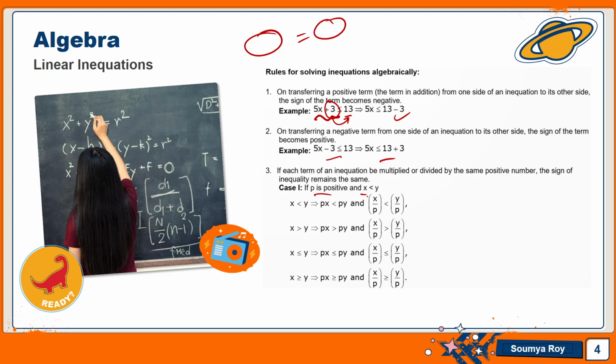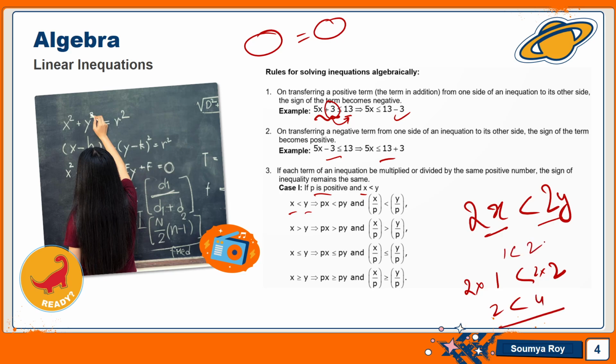If p is positive and x less than y, if you add p to both the sides of the linear inequation, let's suppose x less than y is there. If you multiply 2 to both the sides, obviously 2x will be less than 2y, right? Can check it by putting values, like 1 less than 2. If you multiply 2 on both sides, so 2 less than 4, the same thing. So the same thing applies here also. The p is nothing, a constant term is being applied here.